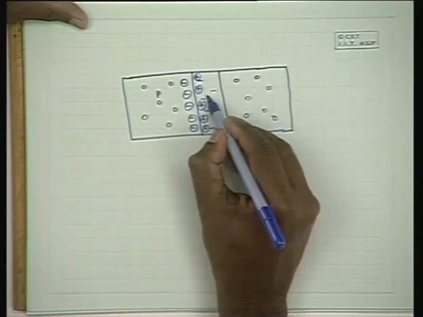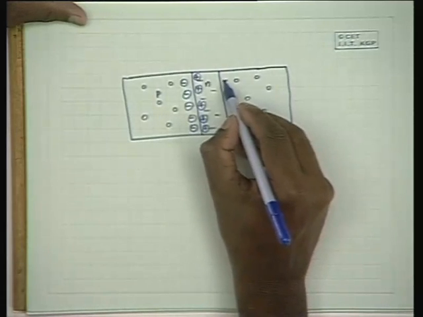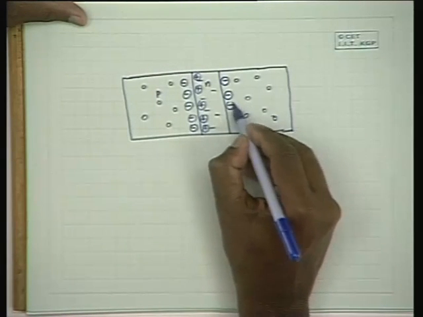So you have therefore space charge of this type developed. Similarly, on this side of the junction also you have space charge developed.